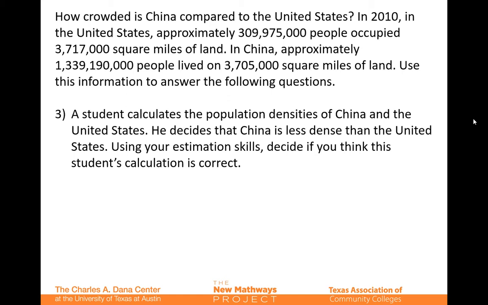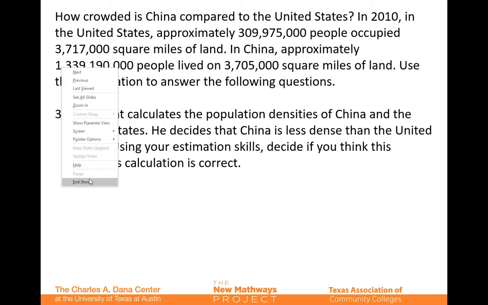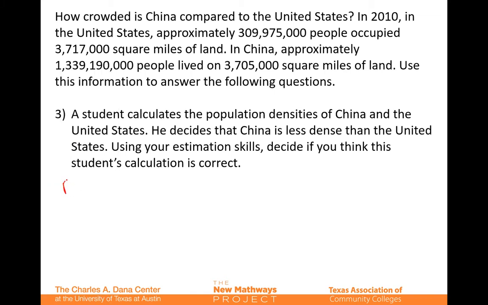A student calculates the population densities of China and the United States. He decides that China is less dense than the United States. Using your estimation skills, decide if you think this student's calculation is correct. Let's go back and look at the numbers. Remember, if we're going to do population density, we're looking at people divided by area. And in this case, the area is going to be the number of square miles.